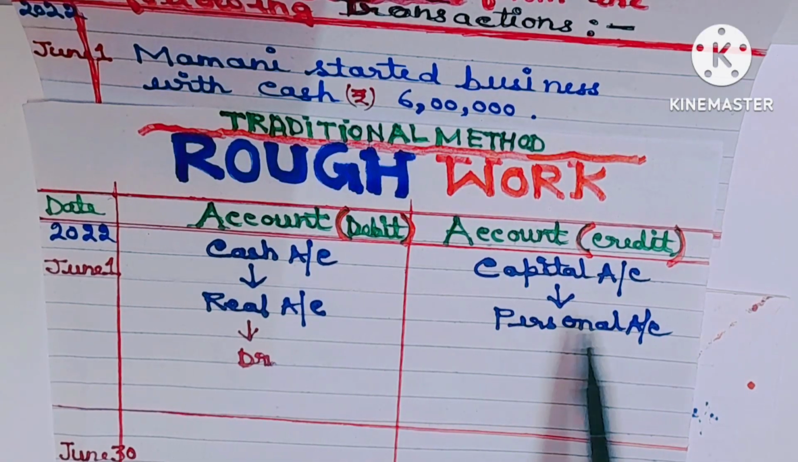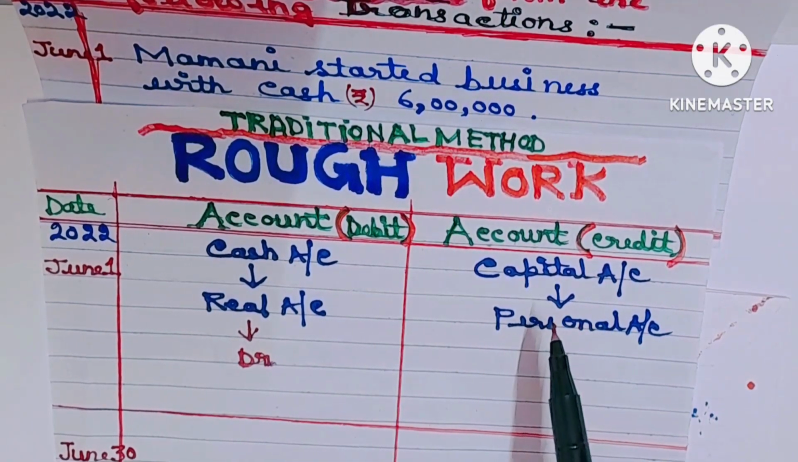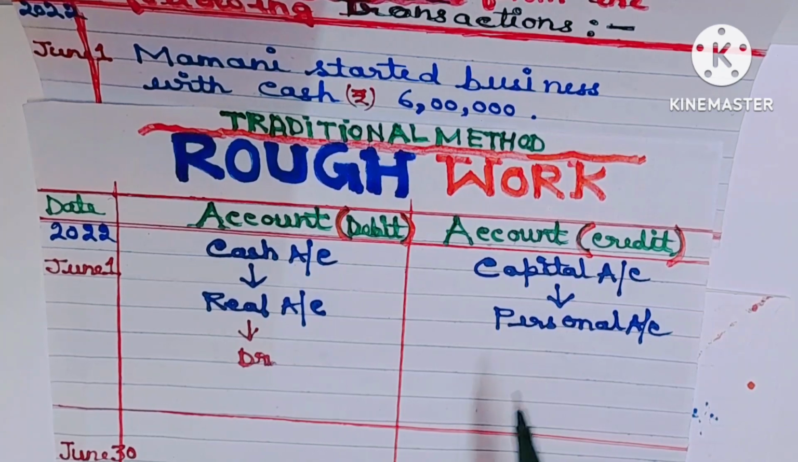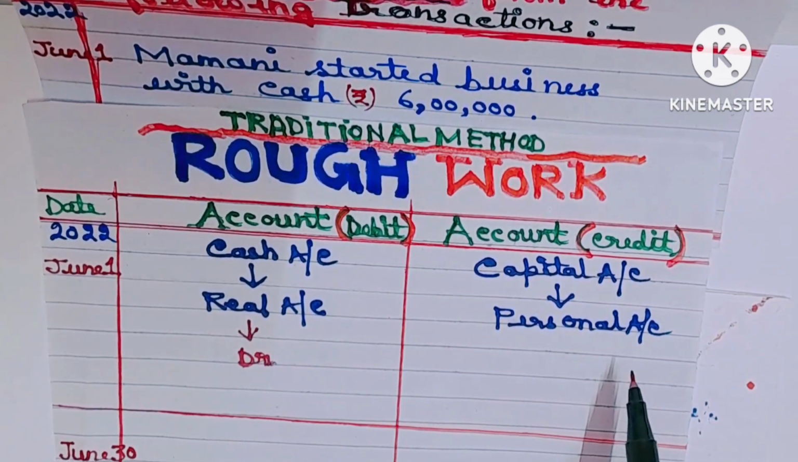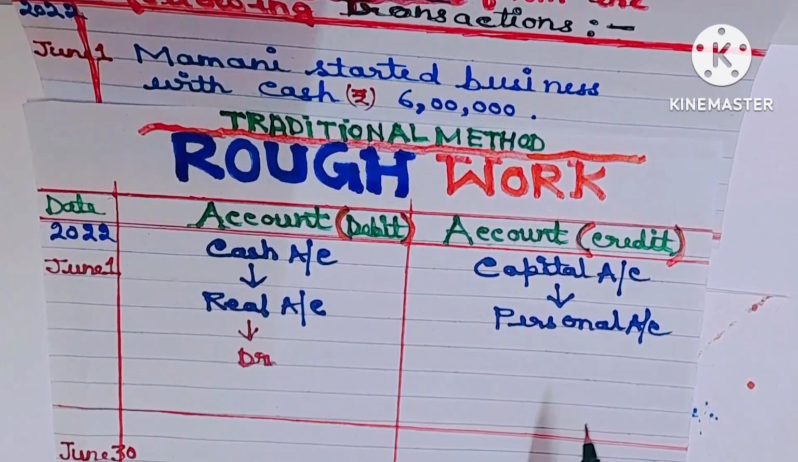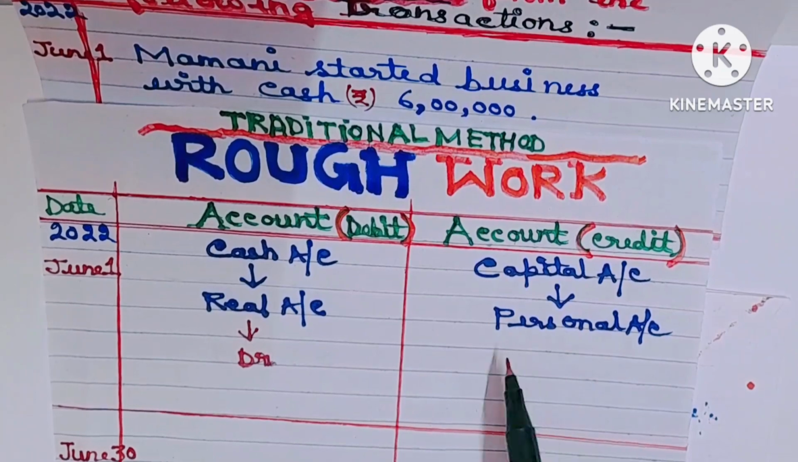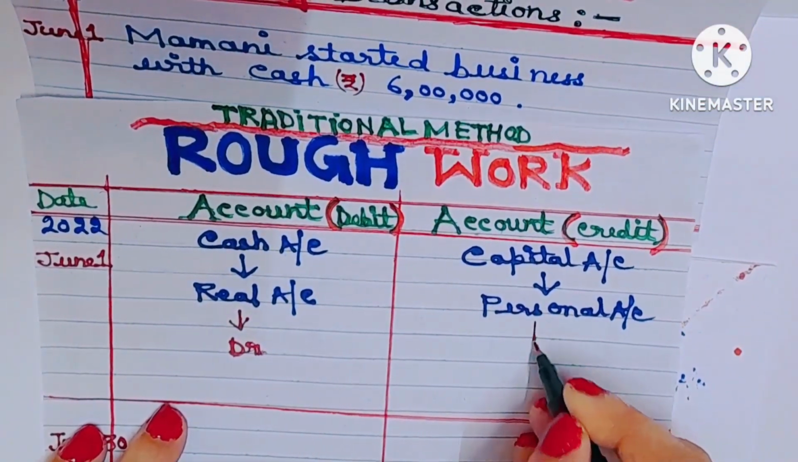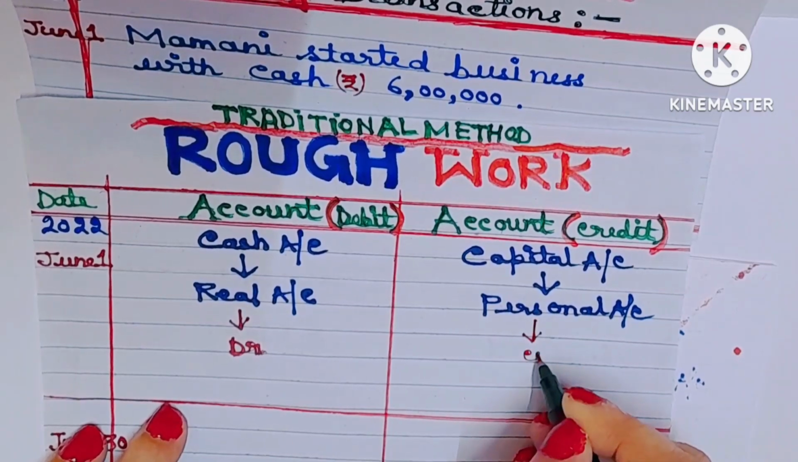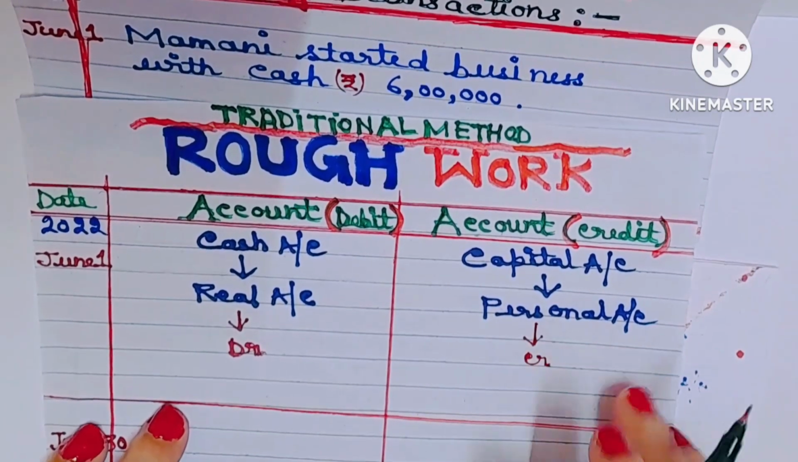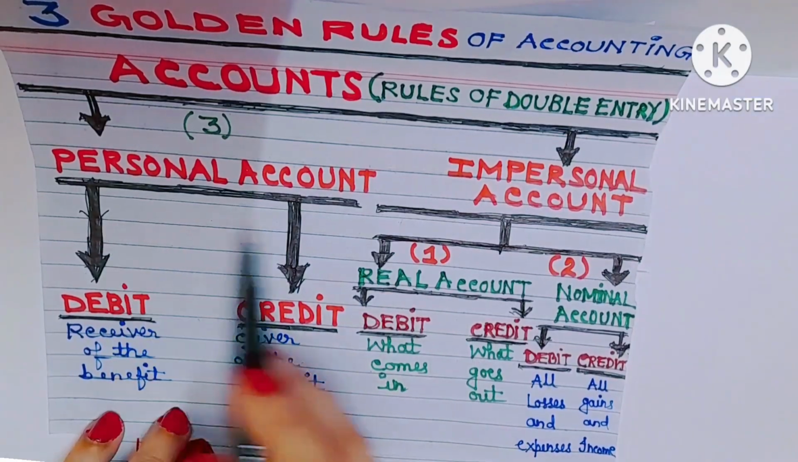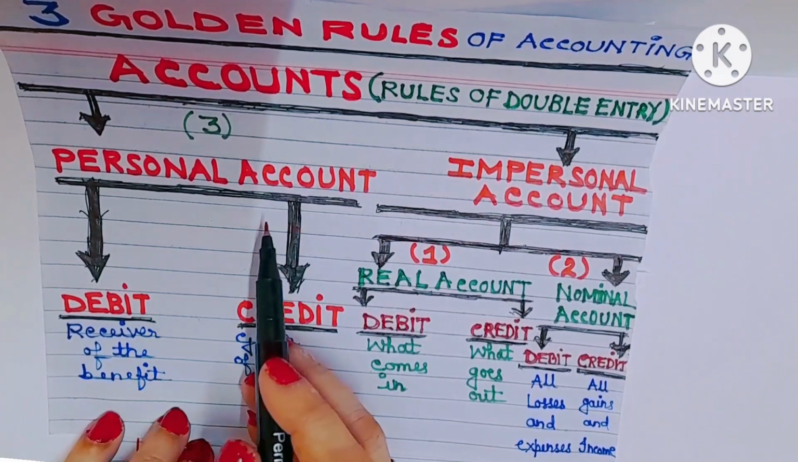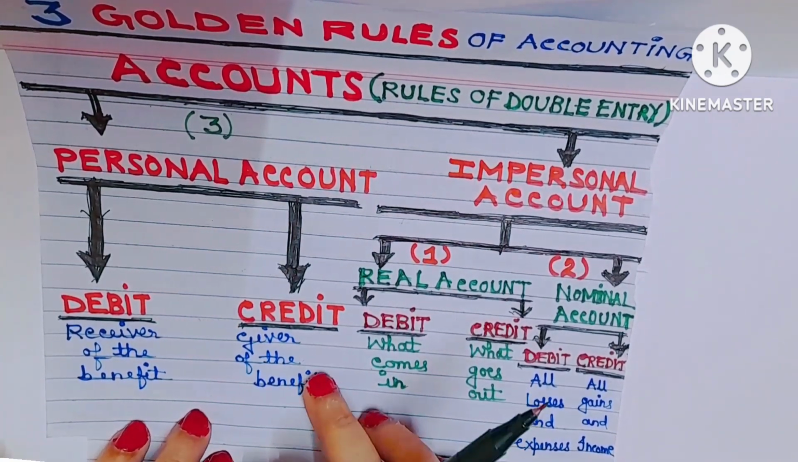Now let's analyze the capital account. Here Mamuni is the giver of capital and capital account comes under personal account. And according to the rule of personal account, the giver of the benefit is credit. So capital account should be credited. CR means credit. Let me show you the chart. See, capital account comes under personal account. Here Mamuni is the giver of capital.